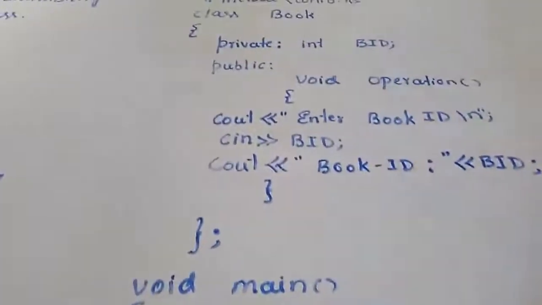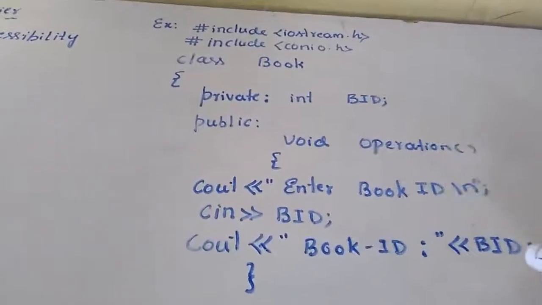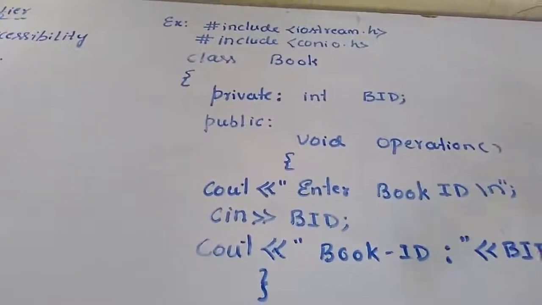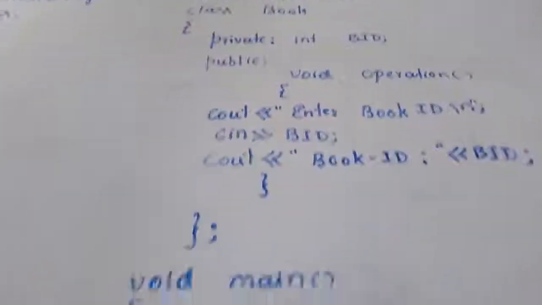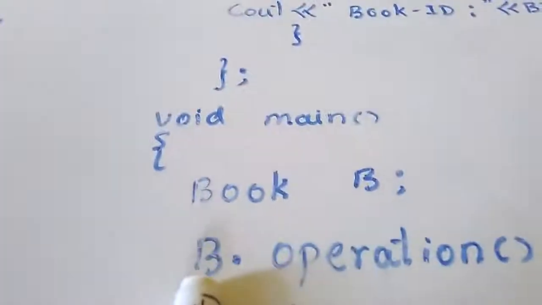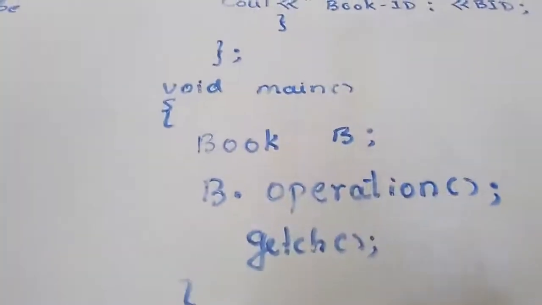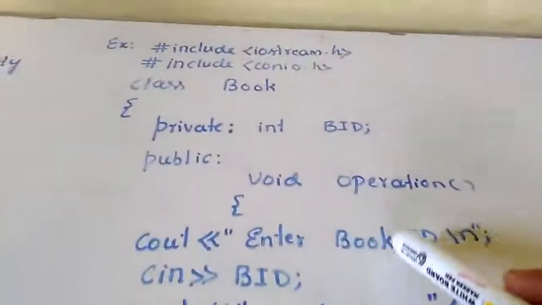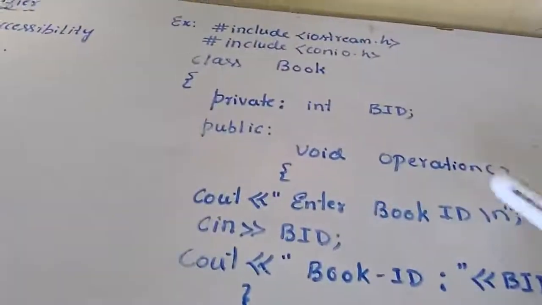And one more rule is there. To call a member function, we have to use an object and the dot operator. Then we need an object here. How to create an object? We already discussed this: class name and object name. The name of the class is Book, and b is an object. Now I have to call the function using the object name and dot operator: b.operation(), then getch and close. See here, operation is in the public section, so from the main function I can access operation. The main function can access the operation function because it is in a public section.